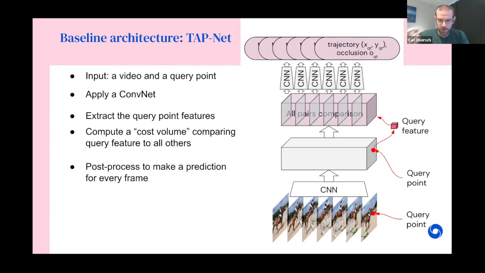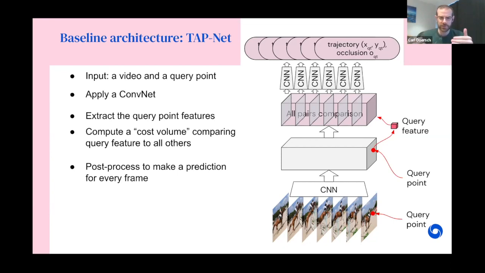So this gives us a descriptor of our feature, and then we do a dot product with all of the other features in this big 3D feature volume, which we call a cost volume, following the prior literature on optical flow and other point tracking research. And so this gives us kind of a heat map on every single frame for what things are likely to correspond to this query feature.